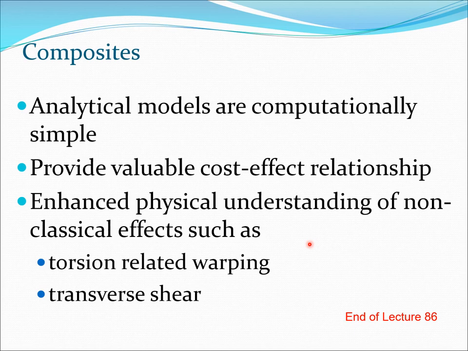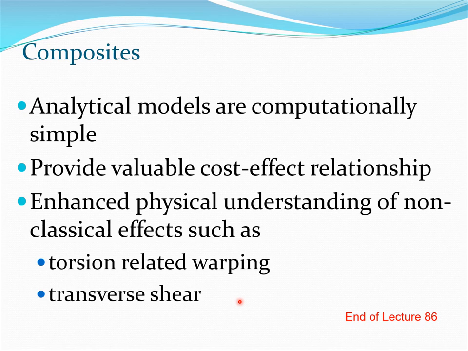Now, some of the important non-classical effects which are present in composites are torsion-related warping and transverse shear. And these are problems which need to be taken care of in many cases. And therefore, any simple model should actually include these effects if you are trying to capture them properly. So one of the advantages of a simpler model for composite box beam is they allow you to do some optimization methods and so on, because if you are going to do optimization, the computer time involved is an important factor, and having very expensive methods based on numerical calculations may actually prohibit the use of optimization methods, which themselves are quite time consuming.